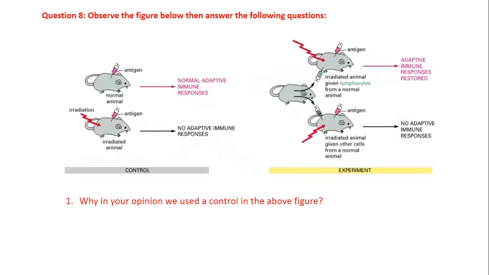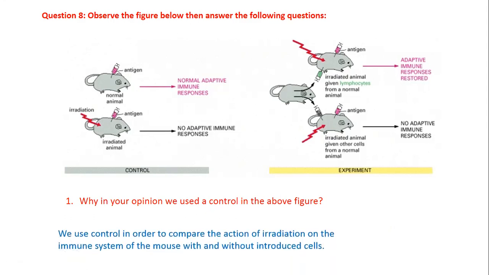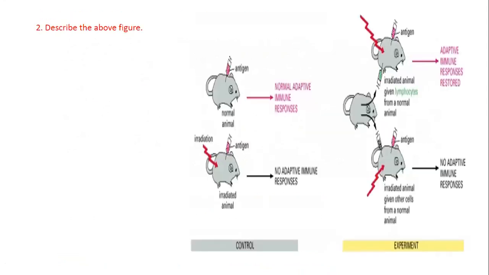Question 2. Observe the figure below, then answer the following question. We have two sets of experiments, one for a control mouse and the other with an experimental mouse. Why, in your opinion, did we use a control in the above figure? We use a control in order to compare the action of radiation on the immune system of the mouse with and without introduced cells. Describe the above figure.